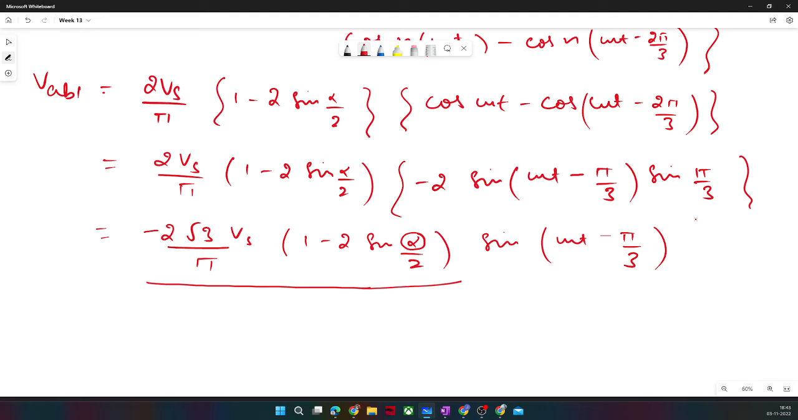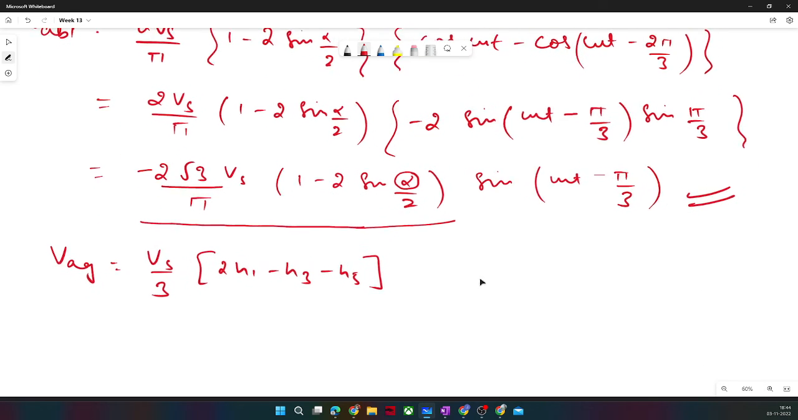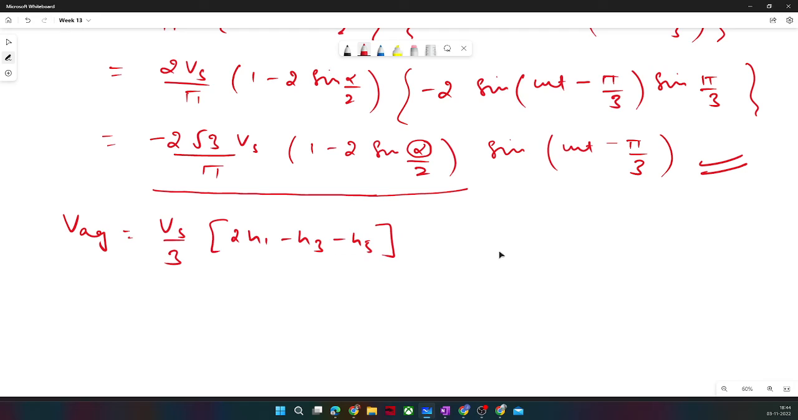So for that purpose, let me show you some harmonic things. First, it is better to compute some other phase value or phase to neutral value. So VAG is, as we have seen earlier, Vs by 3 times H1 minus H3 minus H5. Any issue till this point of expression of VAB1? No, sir. Okay, fine. So we can compute VAG as well.